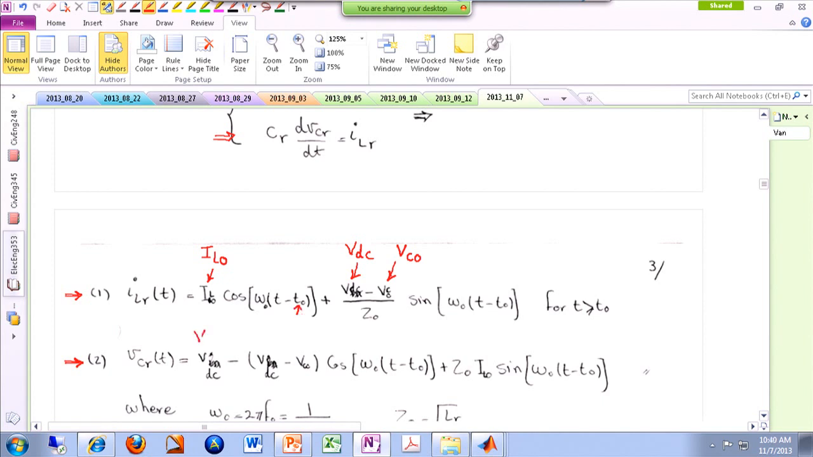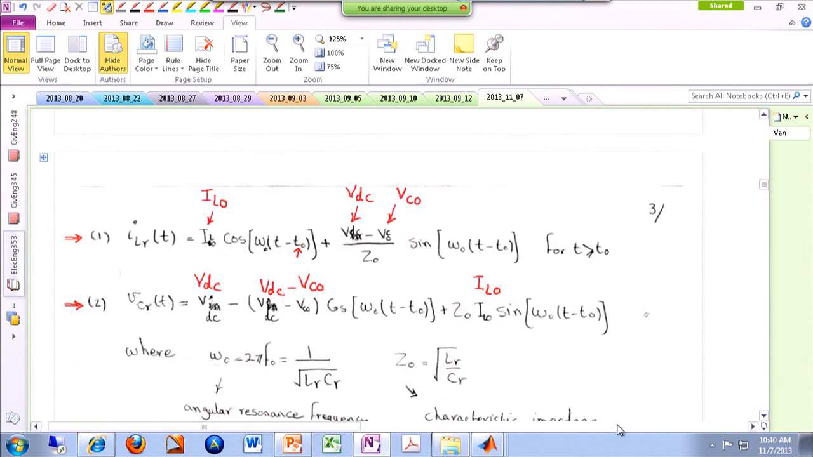And same here. VDC is the DC value of the source. Again, VDC here minus VC naught, and this is IL naught, the initial value of the inductor current. Okay. So technically, if you look at this, you see there is lots of resonance going on.